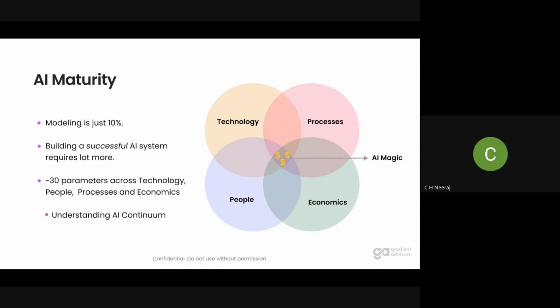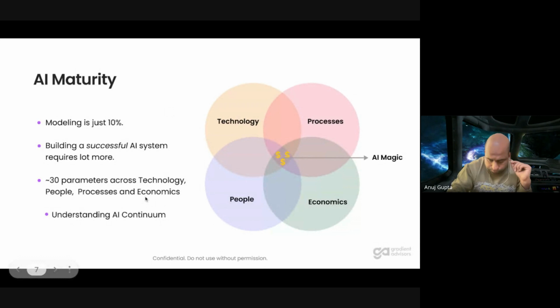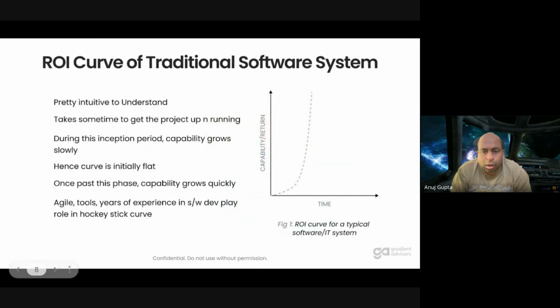Yes. Cool. Okay. So, intuitively, if I were to ask you, what does return on investment in traditional software look like? If one draws an x-axis of time and a y-axis of capability or return, the curve is going to look something like this, something like a hockey stick curve. Now, why is it the case?